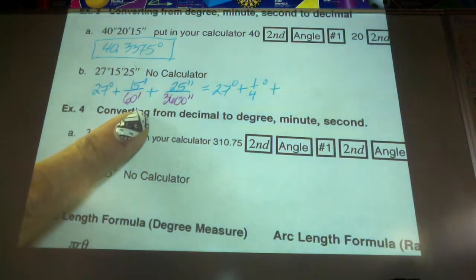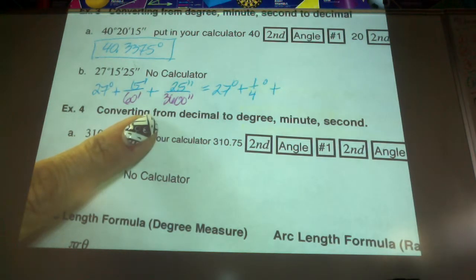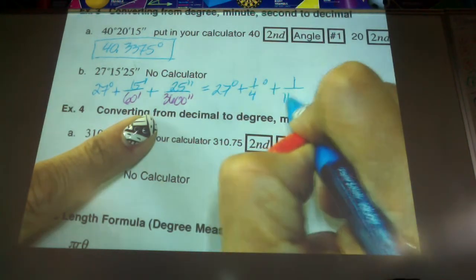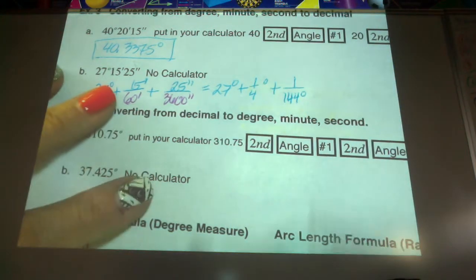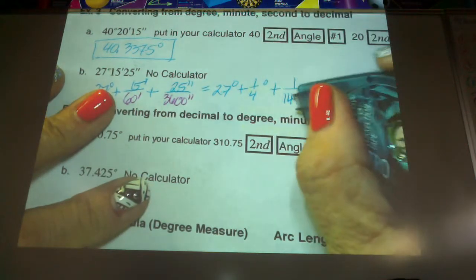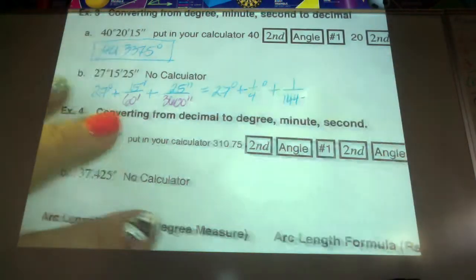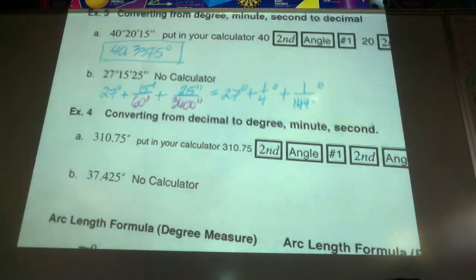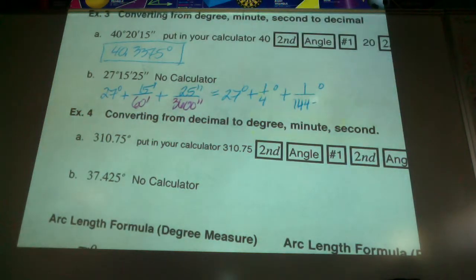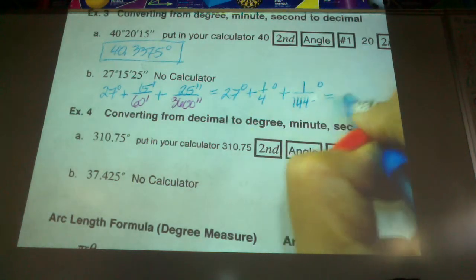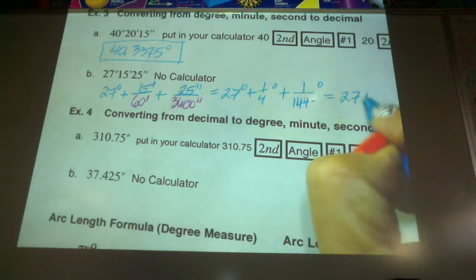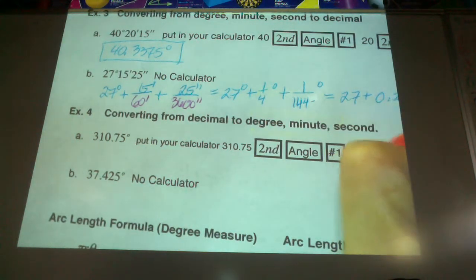Plus, now we have to divide 25 into 3,600. You can do that little bit of long division. It actually goes in there evenly, and I'm going to help you out. It's 144. Oops, the degrees actually goes up there. So it's 1/144 of a degree. Seconds should be small. Now, you're like, oh, how do I get that into a decimal? Well, I know what the 1/4 is as a decimal, don't you? So 27 plus this 1/4 is 0.25 plus.